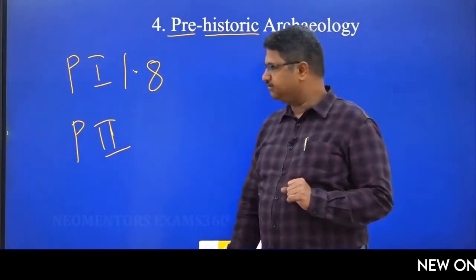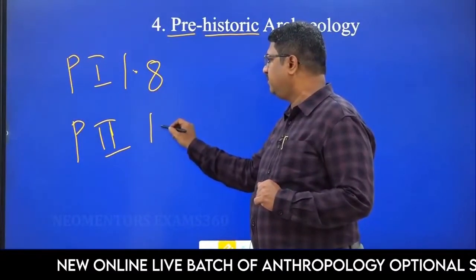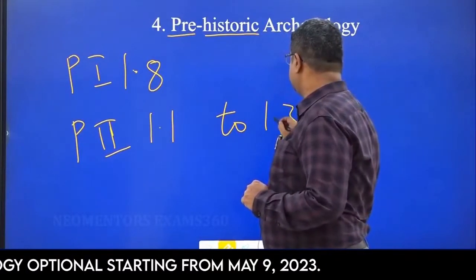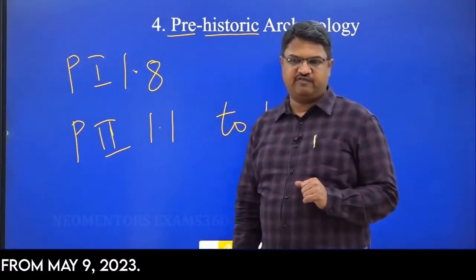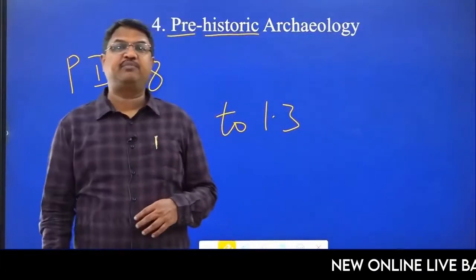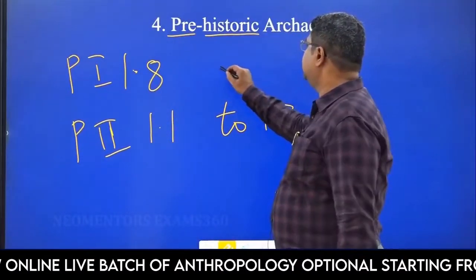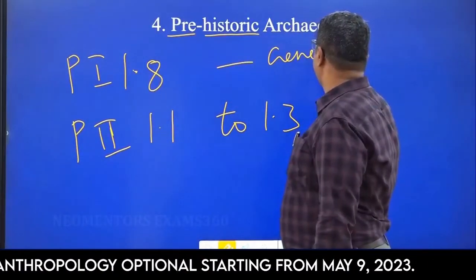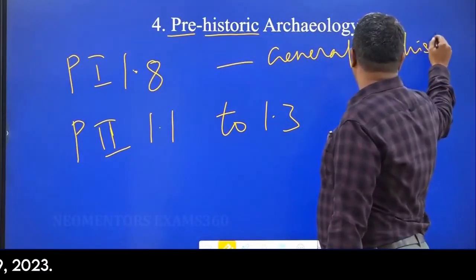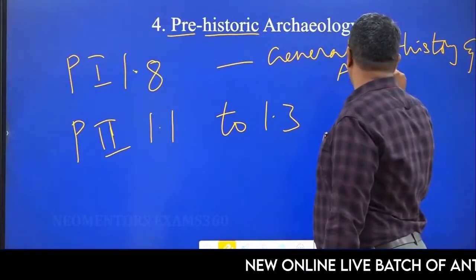This is 1.8. Then in paper 2, we have from 1.1 to 1.3. So chapter 1 in paper 2 itself is a very big part which covers the prehistory of India. So we can broadly summarize these two as general prehistory and archaeology, right? What is archaeology, what is prehistory, we will discuss in detail. That was the general part.